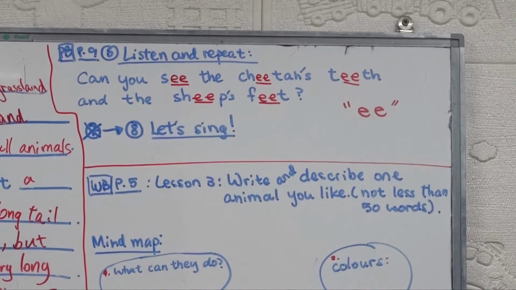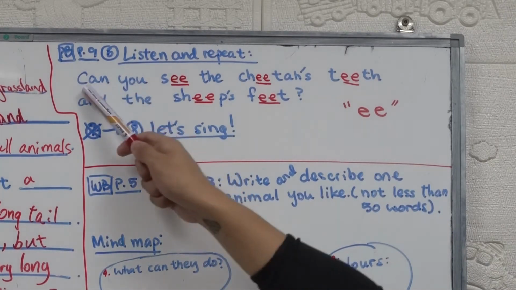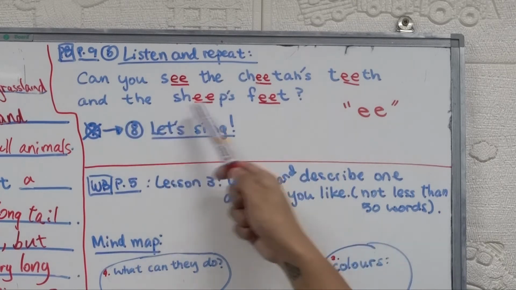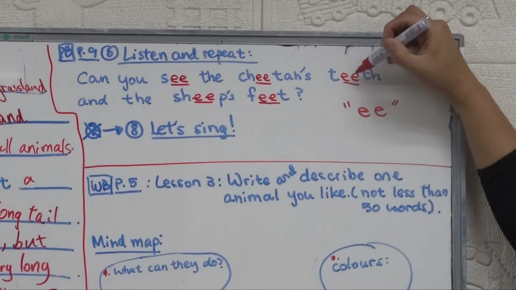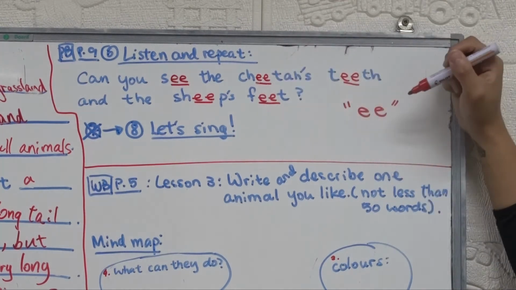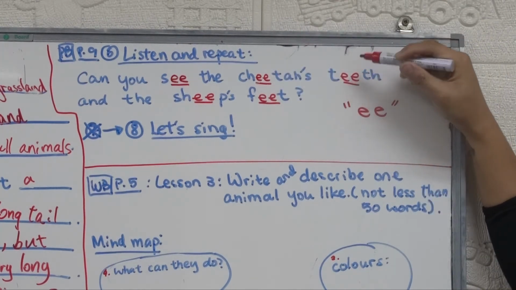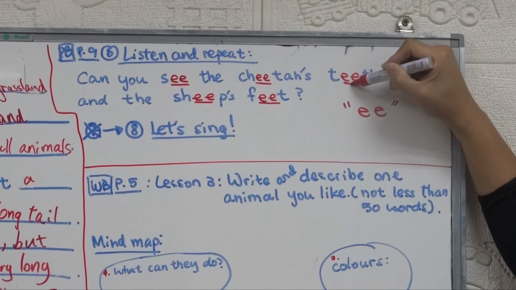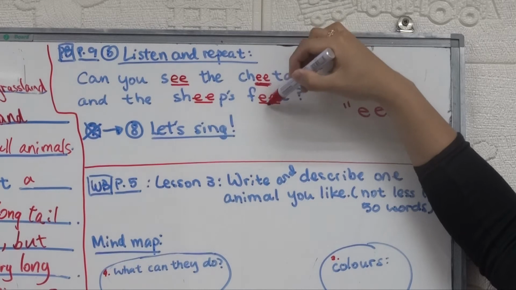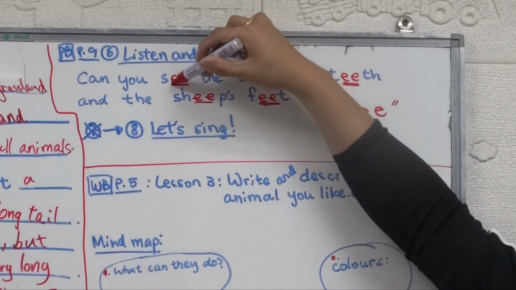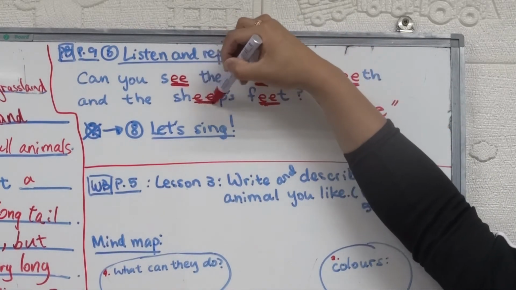So it's kind of hard to read very quickly, right? Can you see the cheetah's teeth and the sheep's feet? Okay, look at the red letters. E-E. How do you read that? Is it eh? Right, it's a long E. So it's E, E, E, E, E.